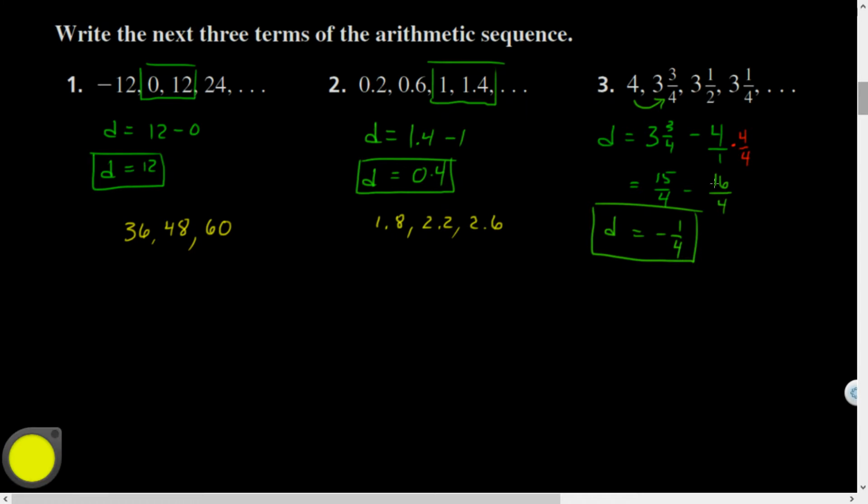So 3 1/4, if I subtract a quarter, would be 3. 3 minus a quarter would be 2 3/4. 2 3/4 subtract a quarter will be 2 2/4. But that's the same as, like we did up here, a half. 2/4 reduces to a half. So there are my answers.